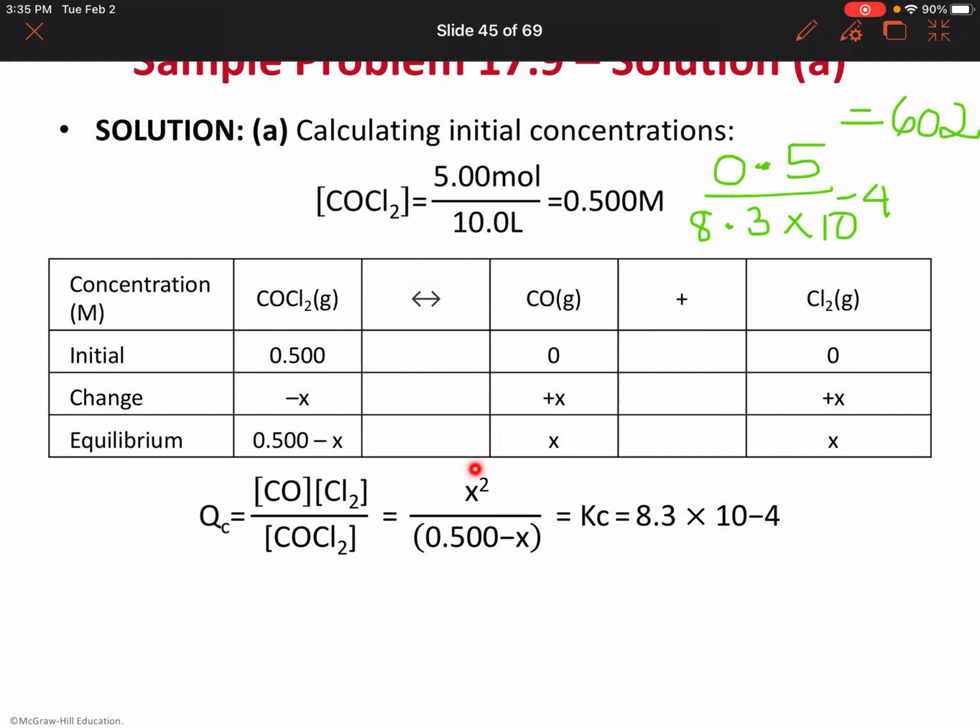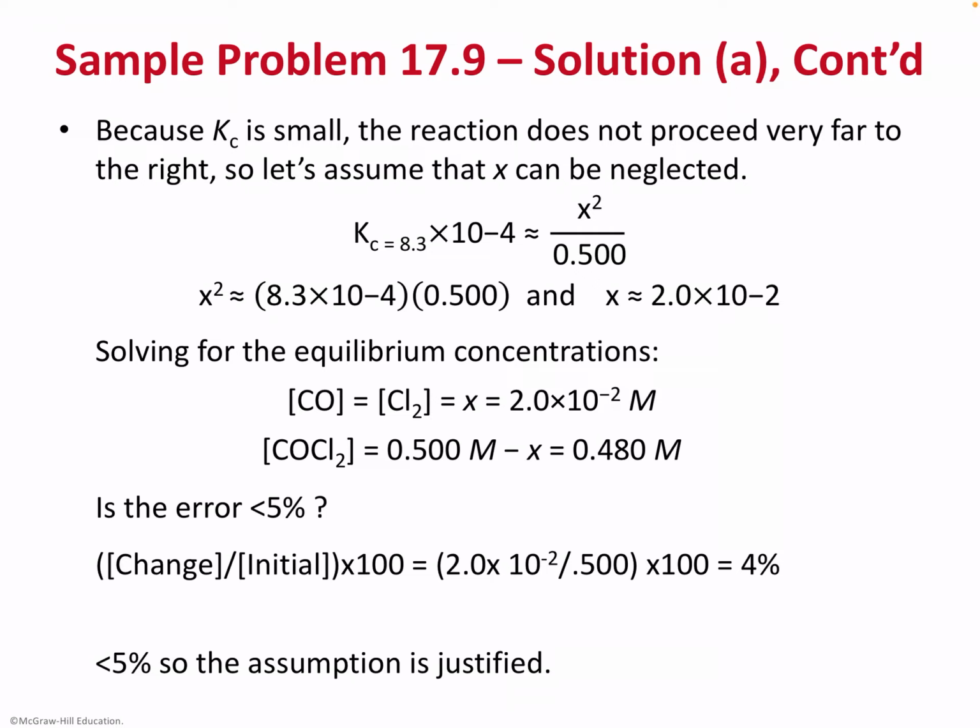And then this is going to be equal to Kc, because we are looking at this under equilibrium concentration. This is raised to the power negative 4, not 10 minus 4, okay? Now we can use the assumption, right? Because Kc is small. So we figured out that because it was over 400, we can use the assumption. What is the assumption now? Because Kc is small, the reaction does not proceed very far to the right. So let's assume that X can be neglected.